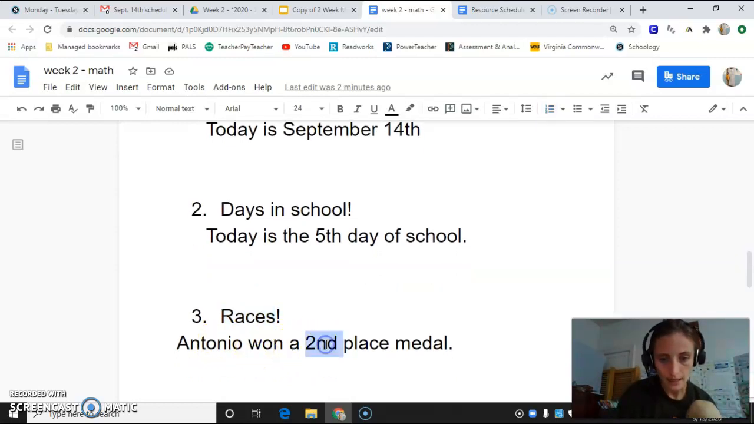Antonio won a second place medal. So that tells you what order he was in. He wasn't first, he was second. So we're not counting the runners. There's not 2 runners in the race. There's many runners in the race, but Antonio was the second one in order to win a medal.